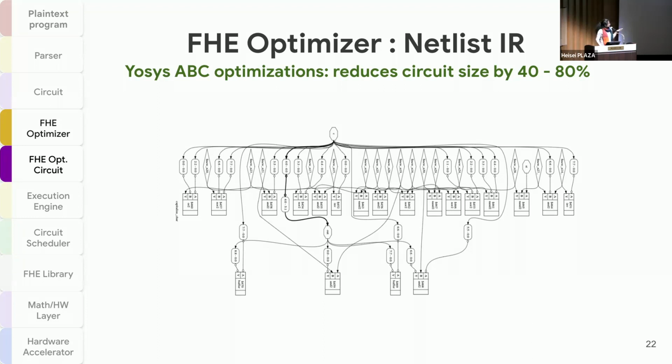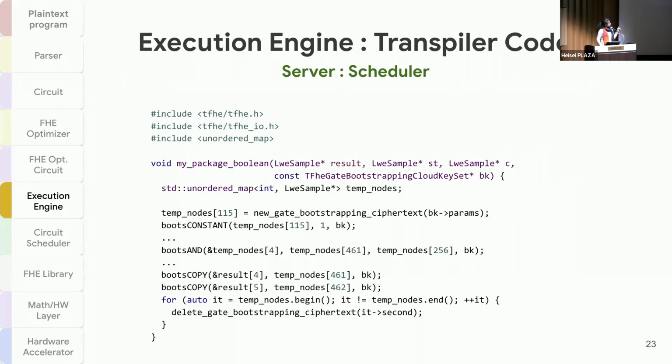And as you can see here, the computational graph is a directed acyclic graph. Now, executing this graph just means going through this graph and then rewriting some of these nodes as gate nodes that perform on ciphertext. So that comes to the next part of the stack, which is the execution engine or the transpiler code gen. And the transpiler code gen does two things.